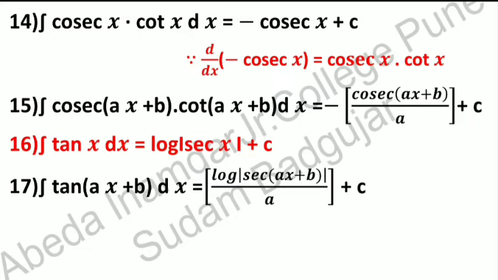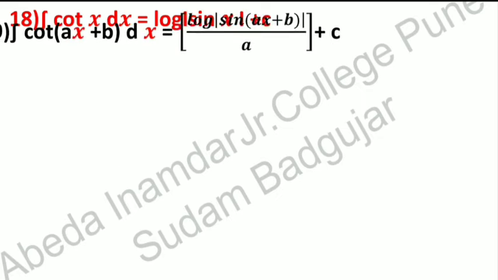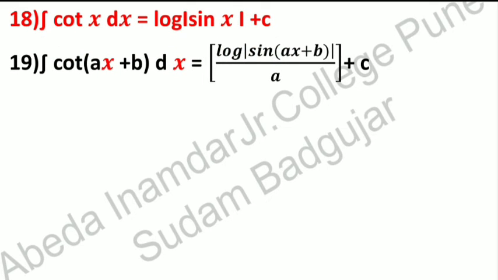So again generalize this, that is the integration of tan of ax plus b is equal to log of sec of ax plus b divided by the coefficient of x, plus c. Again integration of cot x is equal to log of sin x plus c. Again generalize this, that is integration of cot of ax plus b is equal to log of sin of ax plus b upon a plus c.